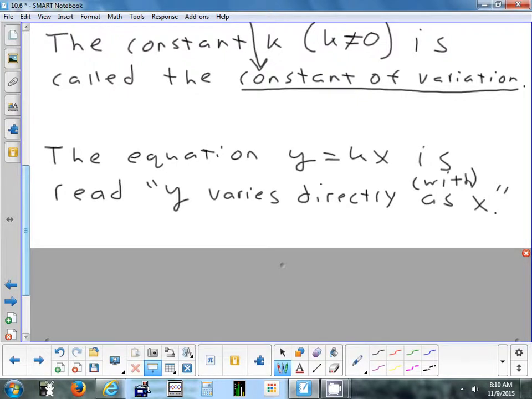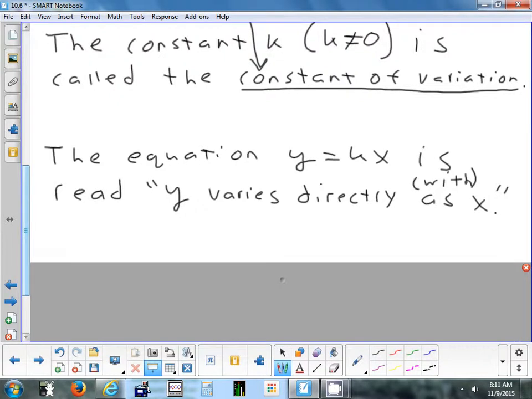Okay, not everything is direct variation. Here's an example of something that isn't. The more money that you spend, the less that you have in your savings account. So as spending goes up, money in savings account goes down. That's not direct variation. As one thing goes up, something else is going down. Direct variation, as one goes up, the other goes up, or as one goes down, the other goes down. So we're only talking about direct variation.